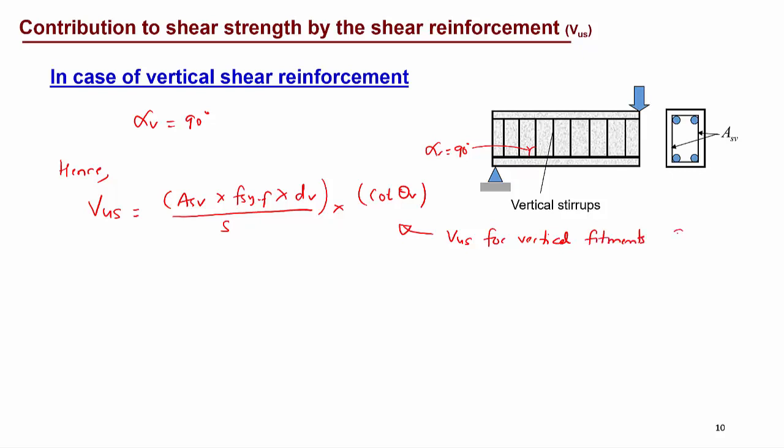And it is also given in clause 8.2.5.2a for AS3600. So now we have two equations. One for inclined stirrups, we can find out the shear strength contribution from the steel, and this equation is the shear strength contribution for the stirrups which are at 90 degrees, or the vertical stirrups.